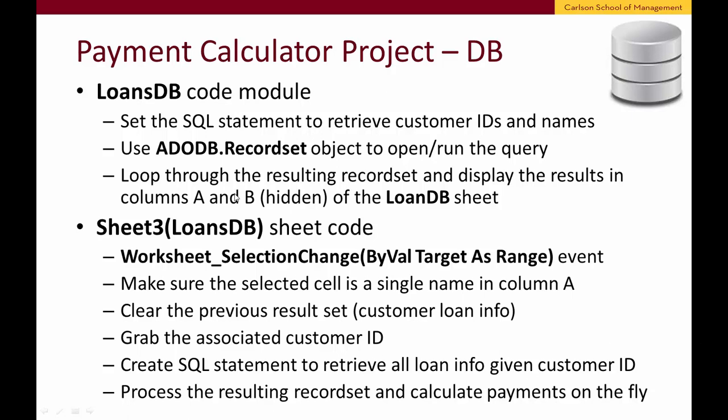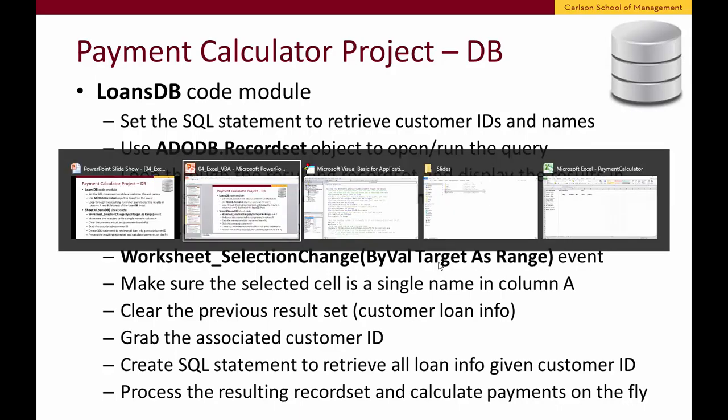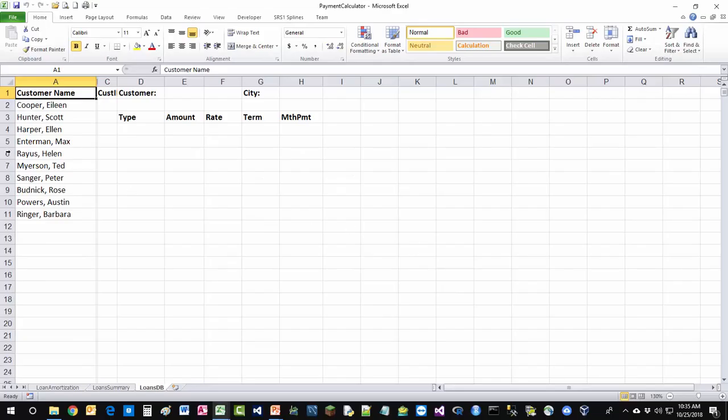The loans DB code module behind sheet 3 is going to be used to program the worksheet selection change event. This event is triggered every time a selection in the loans DB worksheet is changed. We use the target range variable right here to check if a single cell selection is made, and it is in column A that contains the customer name. So we're referring to this part here.